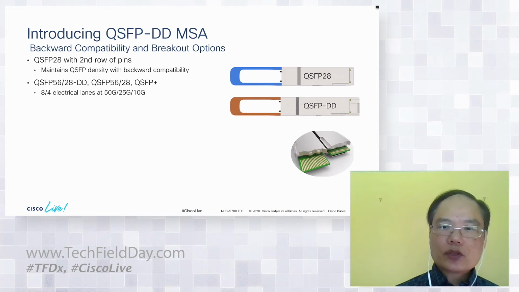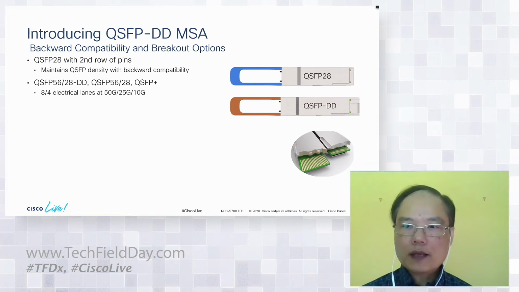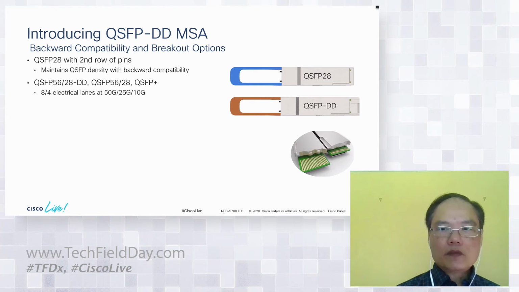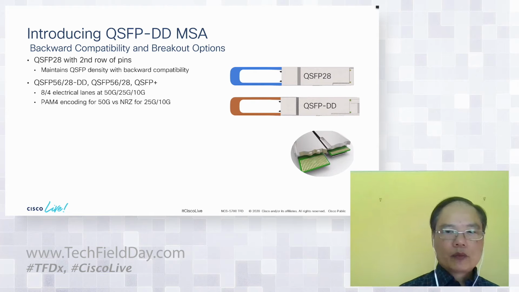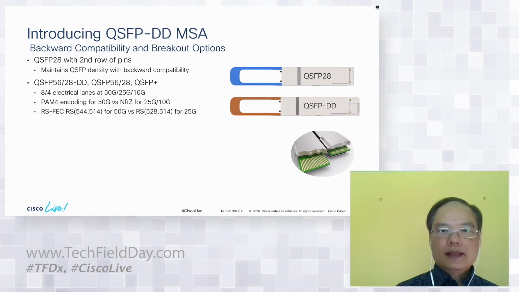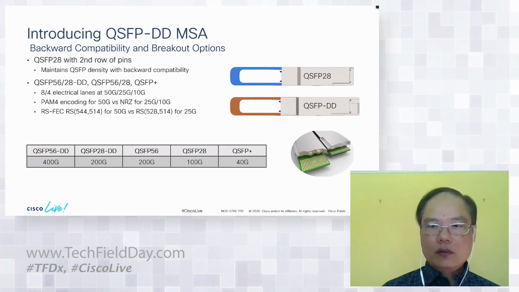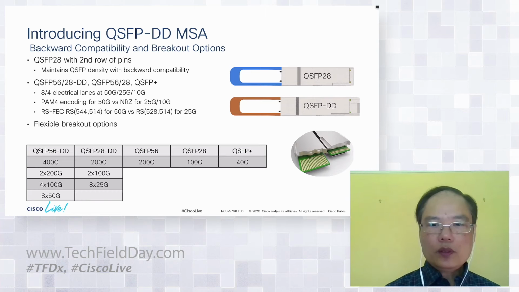It also enhances the SerDes speed from max 25 gig to max 50 gig, therefore supporting up to 8 links of 50 gig on the electrical interface. For 50 gig SerDes, it also uses the new PAM4 encoding and a better RS-FEC 544,514 for error correction.